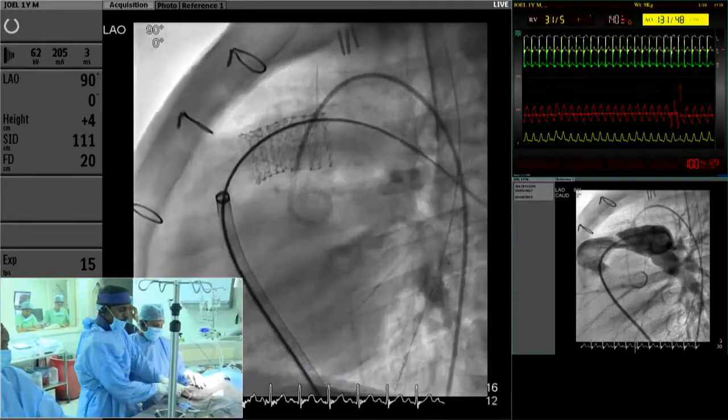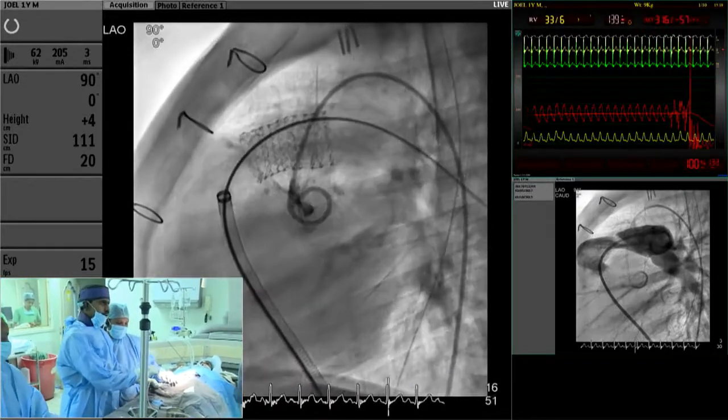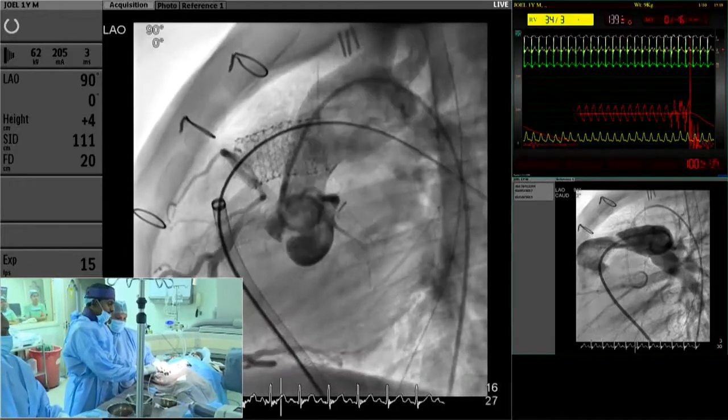Okay. Okay. Come. No, I will do it right away. The catheter is inside. Come to AP view.